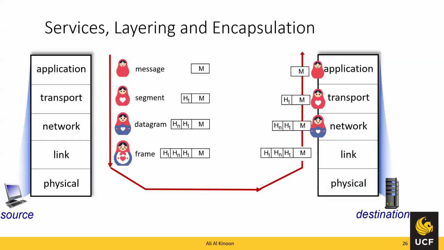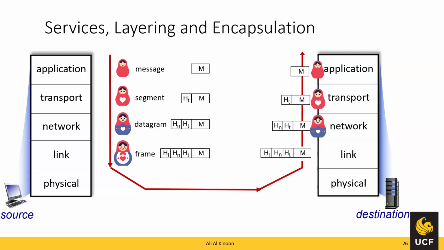And here's an idea in reference with the OSI model. The message, which is M, is the payload or the data, and it goes down to the transport layer. It becomes a segment. At the network layer it becomes a datagram, and at the link layer it becomes a frame. Then it gets sent out to the physical layer.